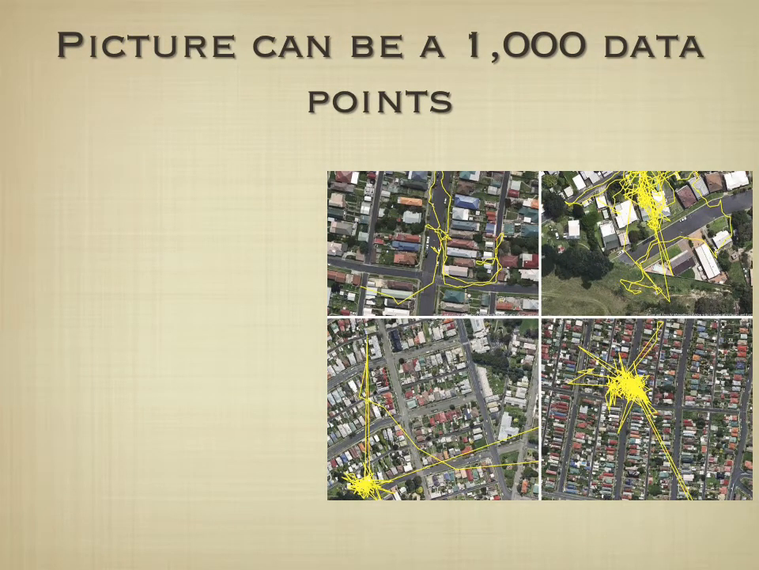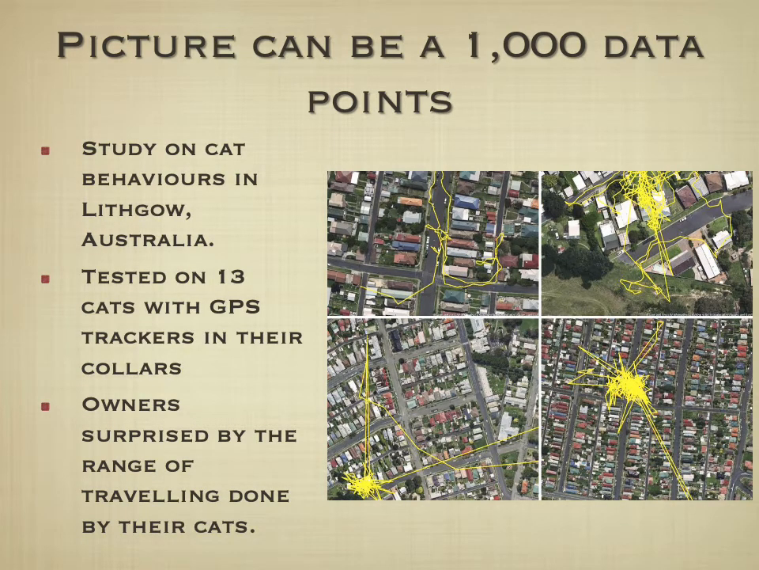Images can be a phenomenal way to present information. This right here is actually a study that occurred in Australia. They put GPS trackers onto cats and they wanted to show their owners just how much these cats were wandering around the neighborhood. And if they had just described it or talked about it, it would not have had the power and the influence that these images do, showing graphically just how far afield these cats were wandering.